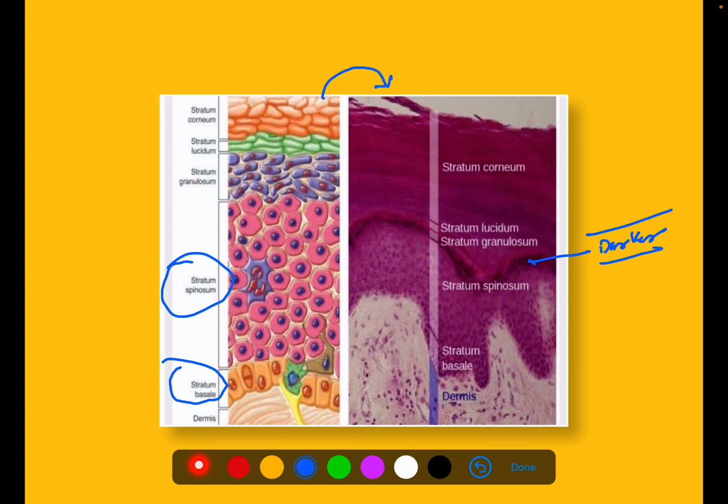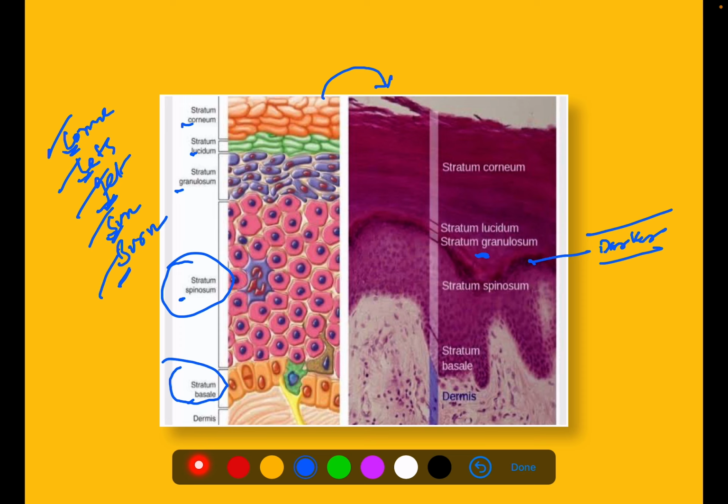Then the layer above it you know already with the mnemonic. Let me tell you the mnemonic if you don't know it: Come, let's get sunburn. This corresponds to the first letter of all the layers of the skin. Come, let's get sunburn. Okay, so the darker layer is the granular layer.